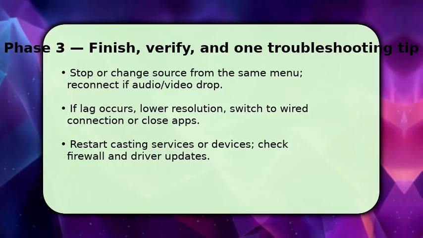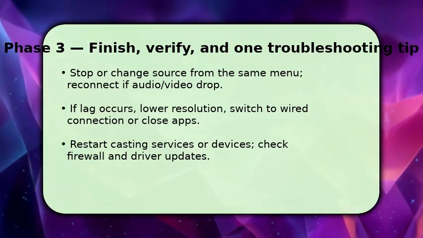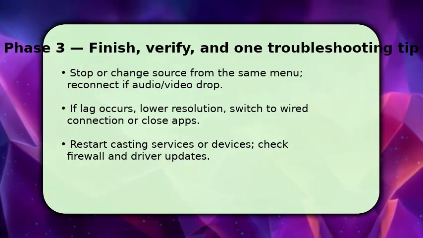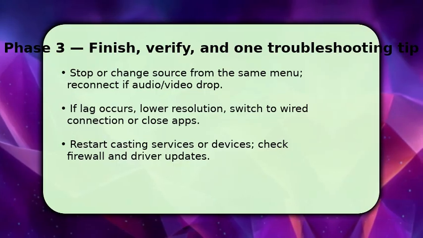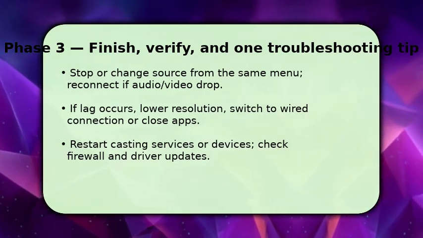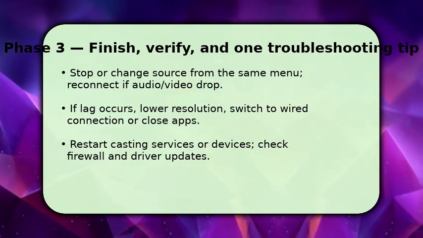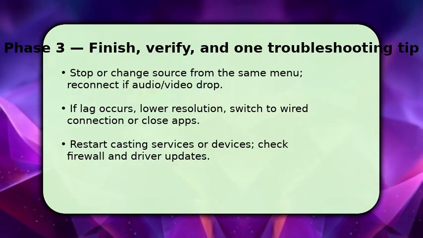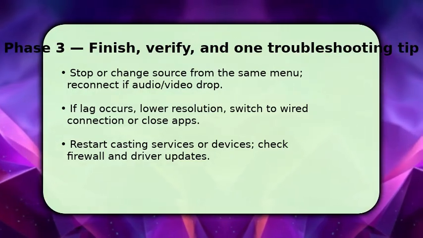If something goes wrong, first try a simple fix. Reduce the shared resolution, close other network apps, and, if possible, use an Ethernet or HDMI connection. These steps often eliminate lag. If casting still fails, restart the casting service or devices, and check firewall rules and driver updates to restore discovery and streaming functionality quickly.